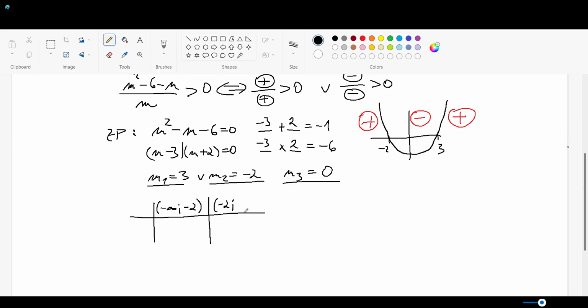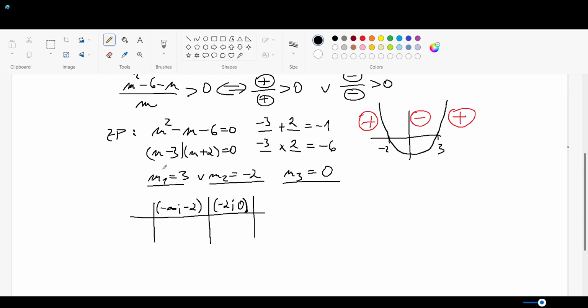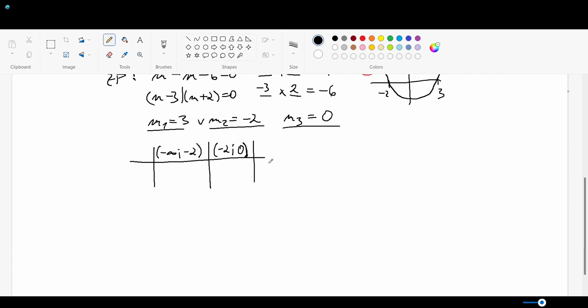My next interval is from -2 to 0. Why is the interval open here? It's very simple, because this fraction is not defined for m being 0. That's why I exclude 0. Then my next interval is from 0 to 3, again an open interval, for the same reason as for the number -2, and the last interval is from 3 to infinity.